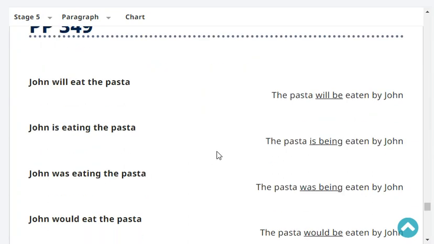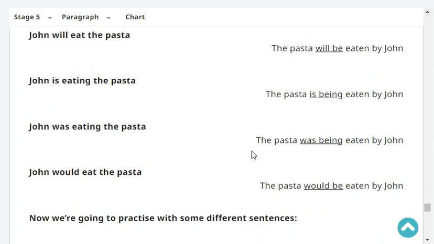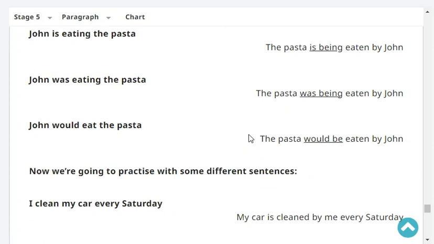John is eating the pasta. The pasta is being eaten by John. John was eating the pasta. The pasta was being eaten by John. John would eat the pasta. The pasta would be eaten by John. Now we're going to practice with some different sentences.